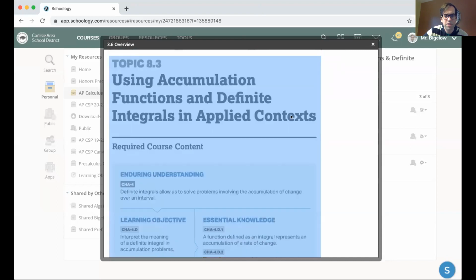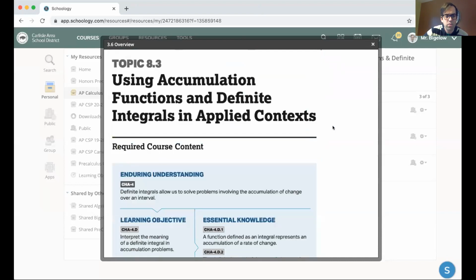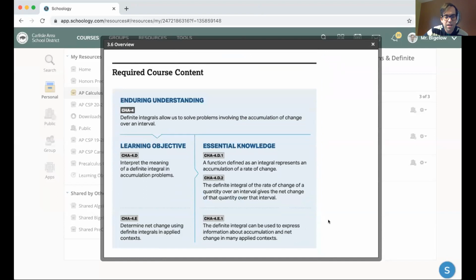If you dig a little deeper into College Board's breakdown of this lesson, we have the essential knowledge, which is a function defined as an integral represents an accumulation of a rate of change. The definite integral of the rate of change of a quantity over an interval gives the net change of that quantity over that interval. And the definite integral can be used to express information about accumulation and net change in many applied contexts. And that's really what this lesson is going to be about.